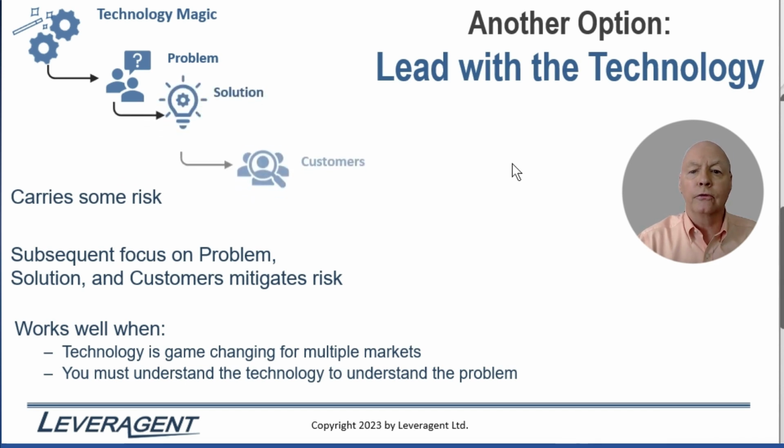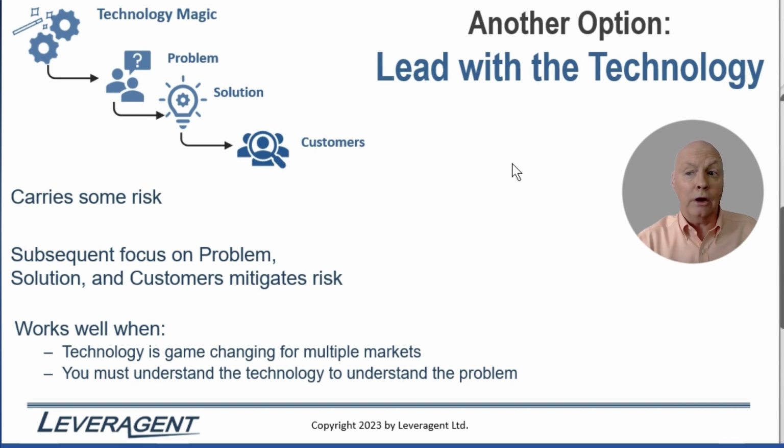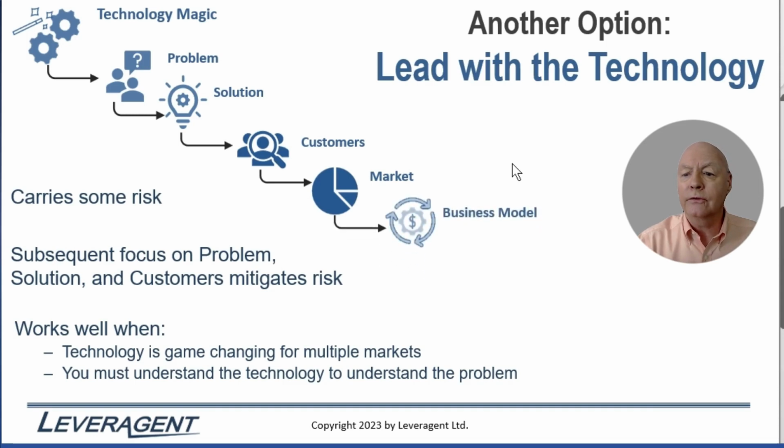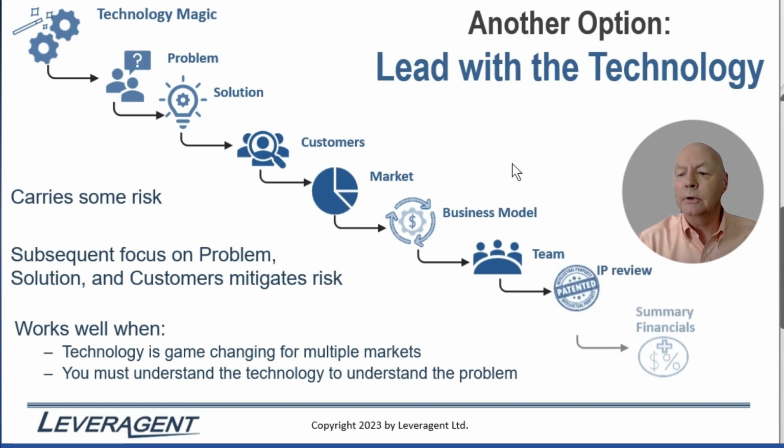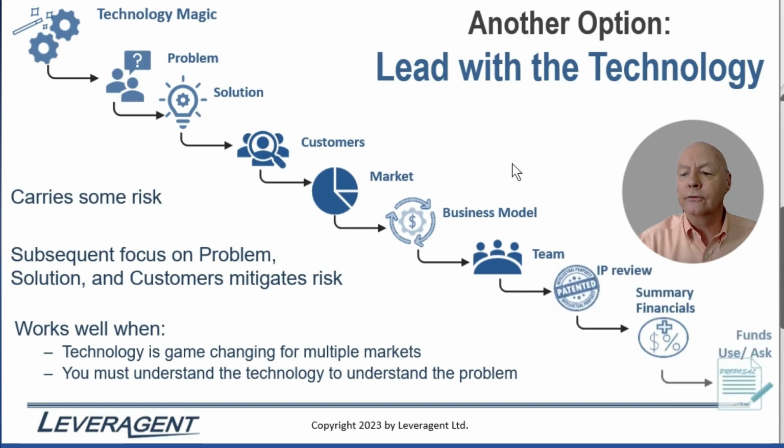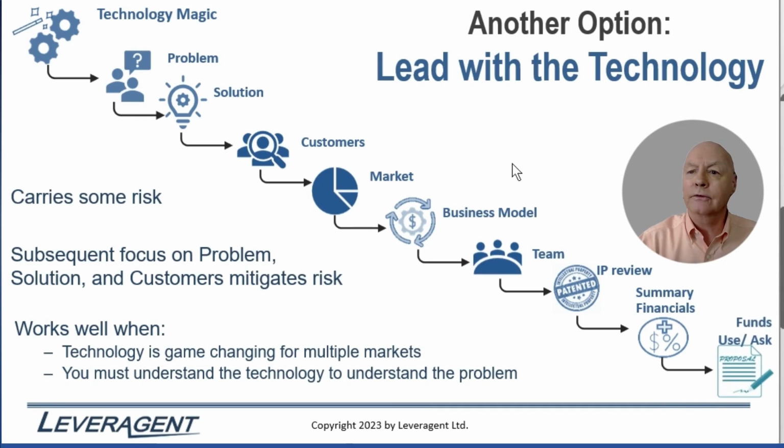And then, of course, you hit the solution. Then you talk about the customer. So even though you describe the technology up front, you really get to some of the more applications-focused and customer-focused issues. Then you describe the market in this case. Business model, pretty much the same as before, but in this case I put the business model ahead of the team. IP review, summary financials, and then you go to the funds used and the ask.